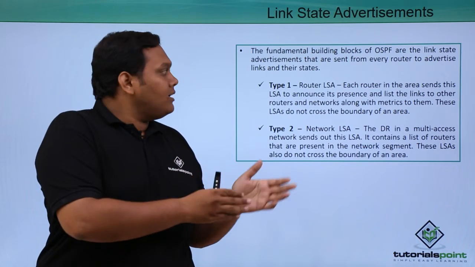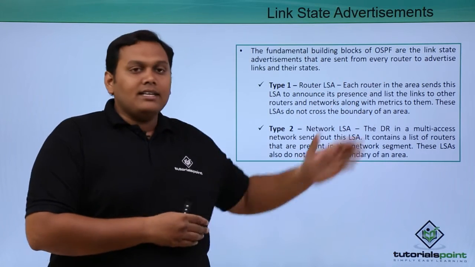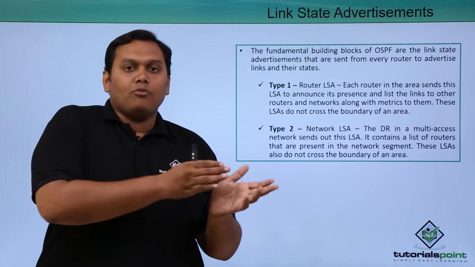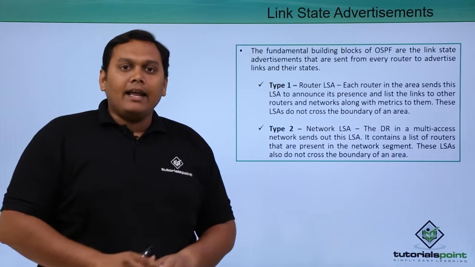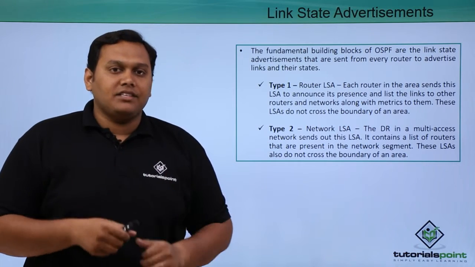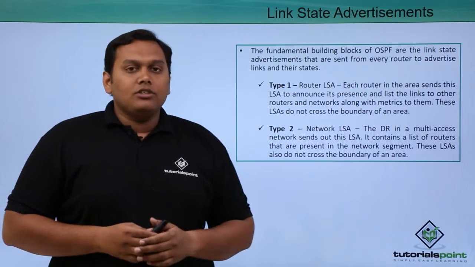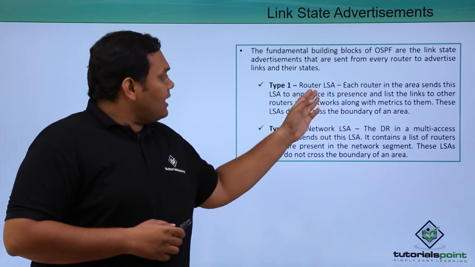That means that the OSPF protocol sends the link state advertisements from one router to another router to know the establishment of links and their states and how they exist. So you see the types here. The type 1 is router LSA.